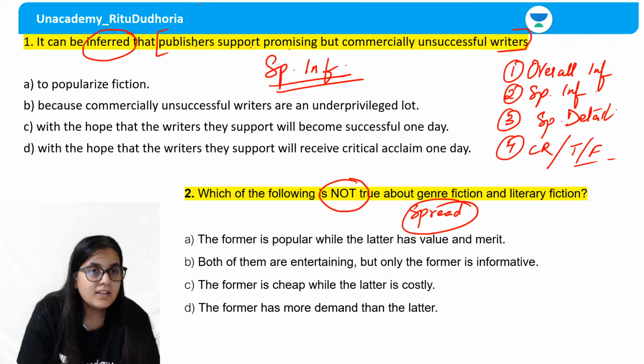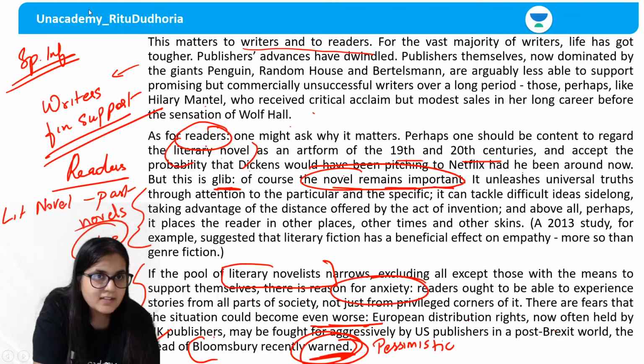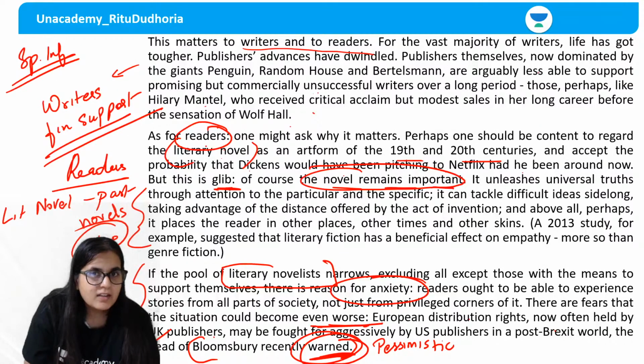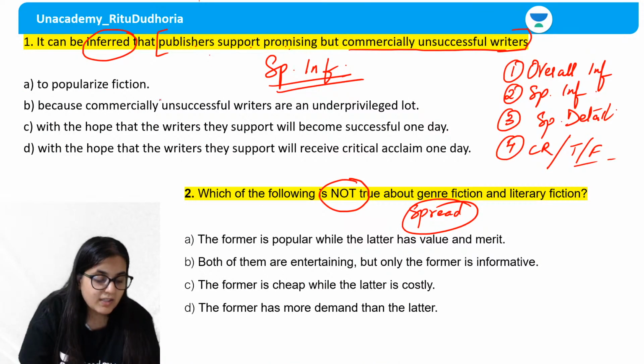Question on your screen. It can be inferred that publishers support promising but commercially unsuccessful writers. Now guys, where was the paragraph on writers? Yes, good Regin. Here. Publishers are arguably less able to support promising but commercially unsuccessful writers over a long period. Okay, it is here, but let's go through the options once.